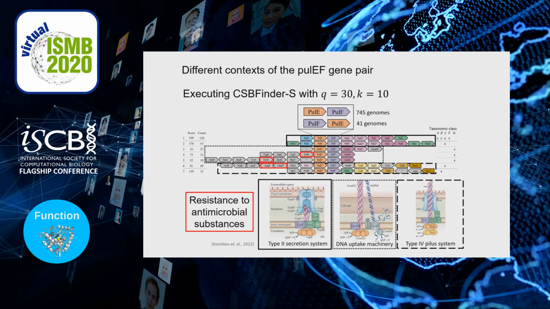In this example, we illustrated several multi-operon contexts surrounding the pool EF gene pair. To enable biologists to search the discovered CSBs based on context, we provide several filtration options in the user interface of CSB Finder S that support functional semantic-based queries.